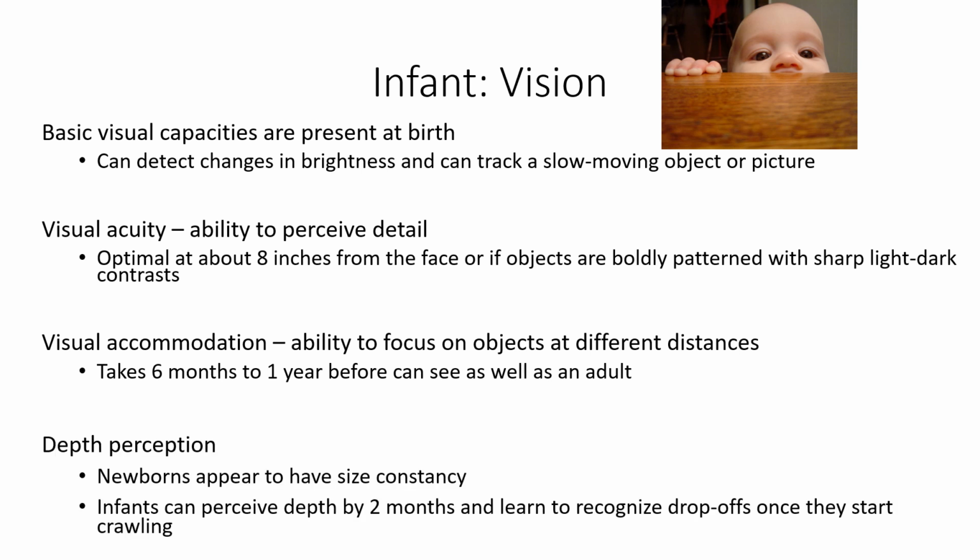And depth perception, newborns do appear to have size constancy. Size constancy is where you know that something farther away appears smaller on the retina. It's why if you're looking out the window of a tall building, people down on the ground look really small. If you're down on the ground, they look regular sized. Infants can actually perceive depth by about 2 months and learn to recognize drop-offs once they start crawling. They might recognize them before, but they definitely recognize them once they start crawling, as they learn what depth actually means.